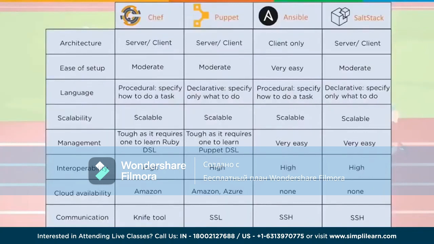So the communication is slightly different with them. Chef has its own knife tool, whereas Puppet uses SSL, so Secure Sockets Layer, and Ansible and SaltStack use Secure Shell, SSH, as their communication tool. Bottom line, all 4 tools are very secure in their communication.